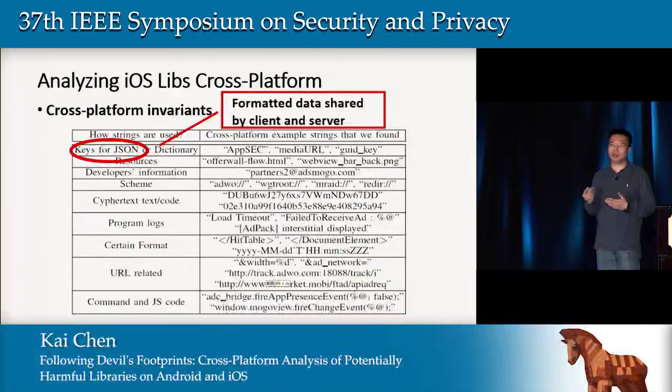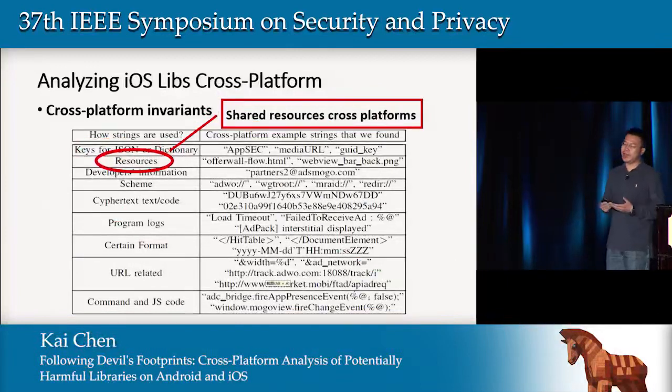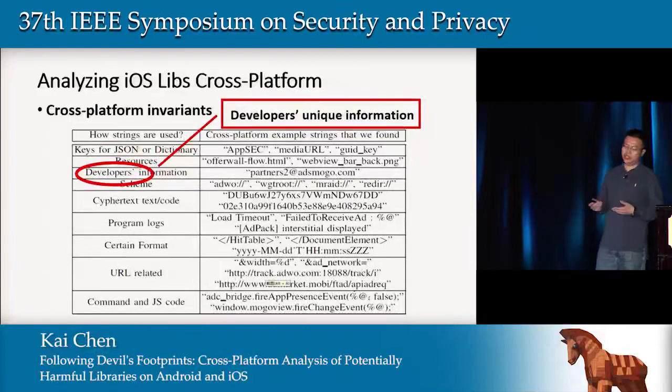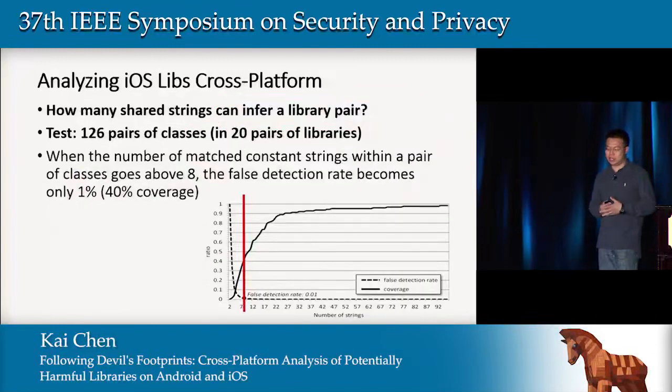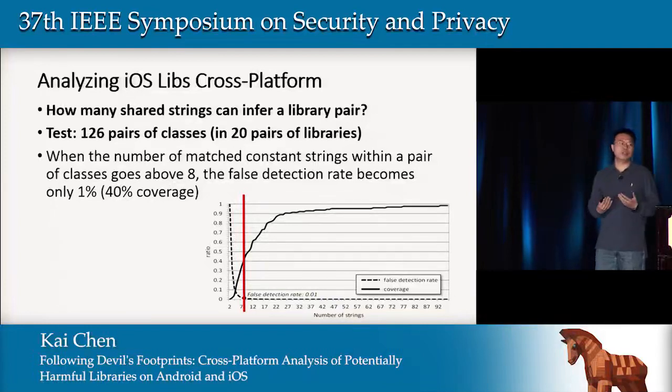So we try to explore more cross-platform environments. For example, here, the formatted data shared by the client and the server, the resources shared across platforms, and the developers' unique information such as the email address. And we can find some more, like ciphertext code, program logs, certain formats, URL related strings, commands, and JS code.